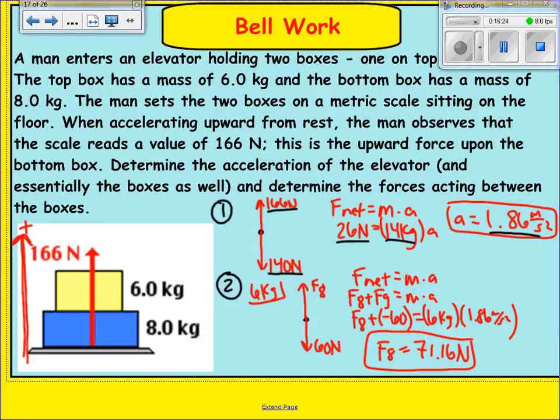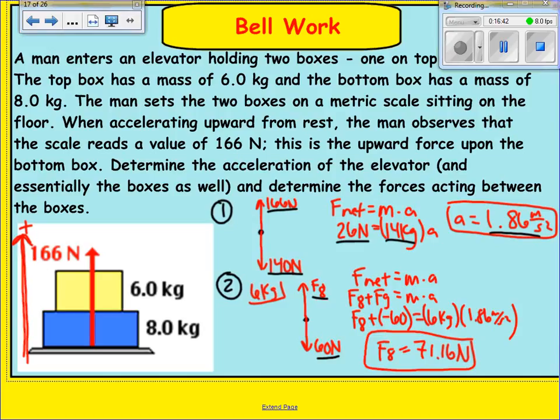Now, when I solve the force in between, I'm going to choose the block that has less forces acting on it, and that would be the 6 kilogram, since the 8 kilogram would also have the force of the floor on it. So I'm going to choose the 6. So the 6 kilogram block has the force from block 8 pushing it up, and the 60 newtons of its own gravity pushing it down.